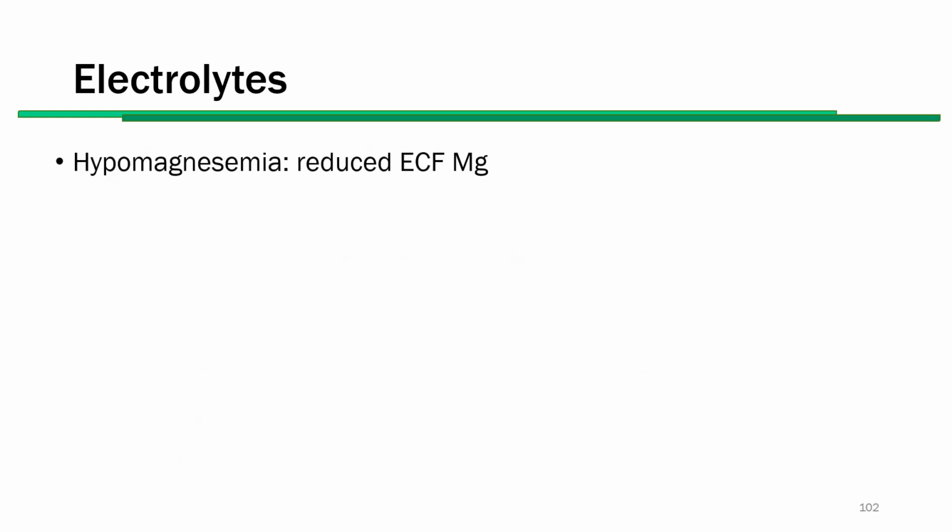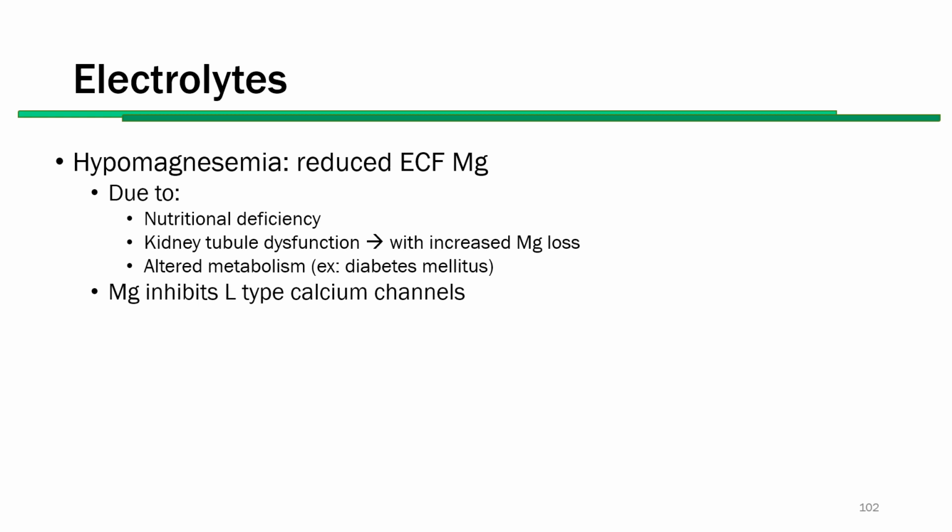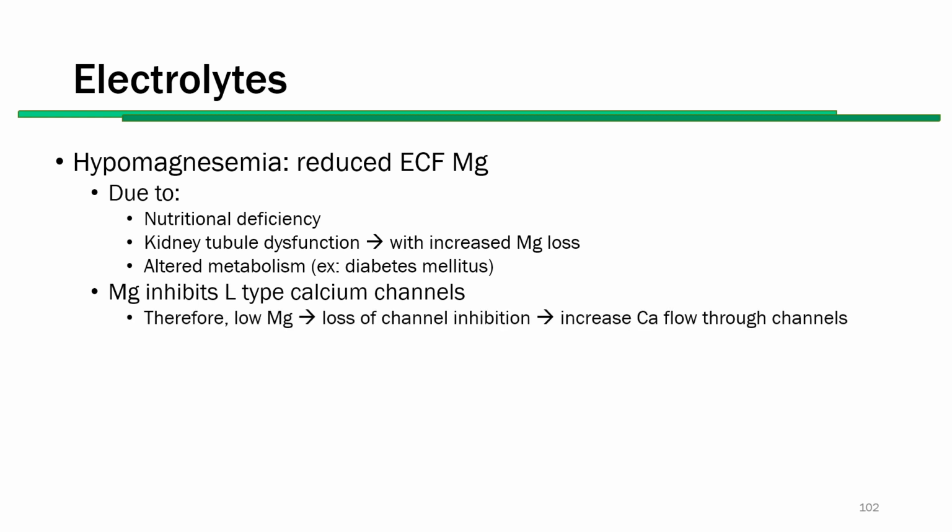Hypomagnesemia is reduced extracellular magnesium. This one's a little more clear. We know a little bit more about what happens if magnesium is reduced. It can happen due to nutritional deficiency, kidney tubule dysfunction with increased magnesium loss, or altered metabolism like with diabetes. We know that magnesium inhibits the L-type calcium channels, and then low magnesium is a little clearer. There's a loss of that channel inhibition, so there's an increase in calcium flow through those channels, and that results in increased muscle and neuron irritability and tetany.